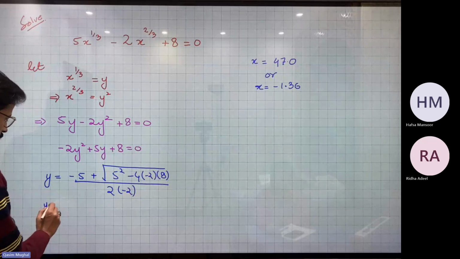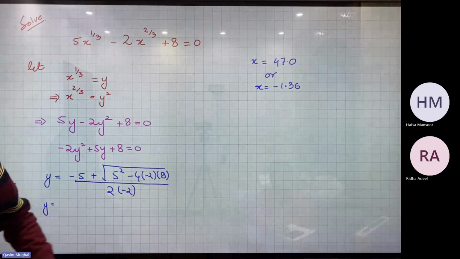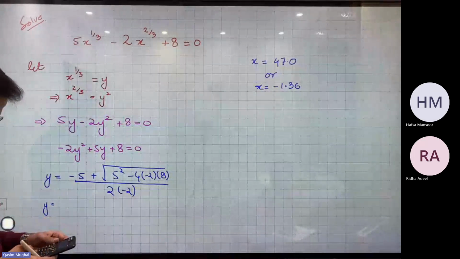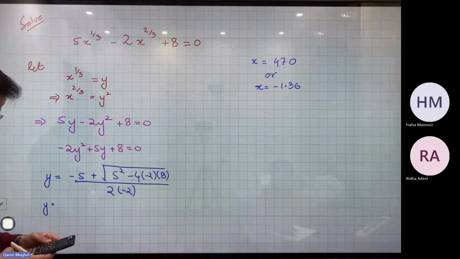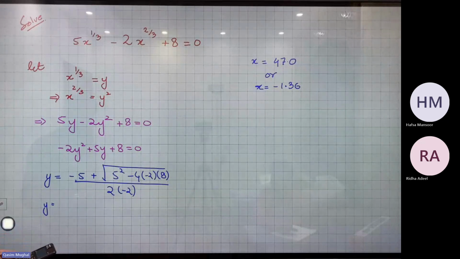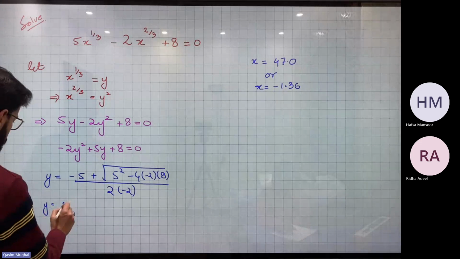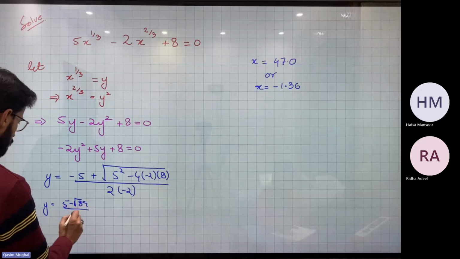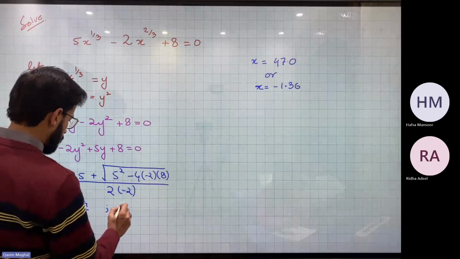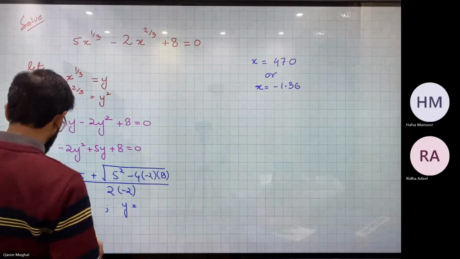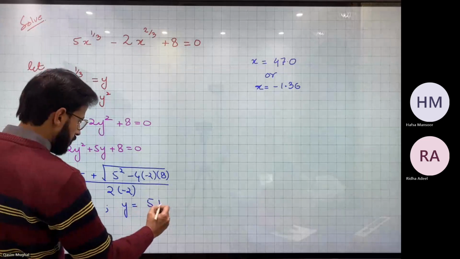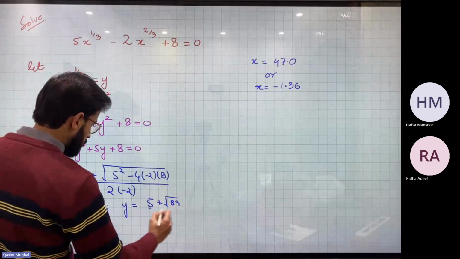If we solve this, you can do this on your calculator. The exact value would be, you can use quadratic mode even in order to get the solution of this. A is minus 2, B is 5, and C is 8. So the exact value, one solution is 5 minus root of 89 over 4, or y equals 5 plus root of 89 over 4.